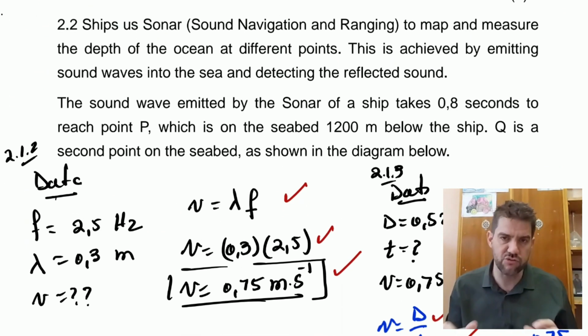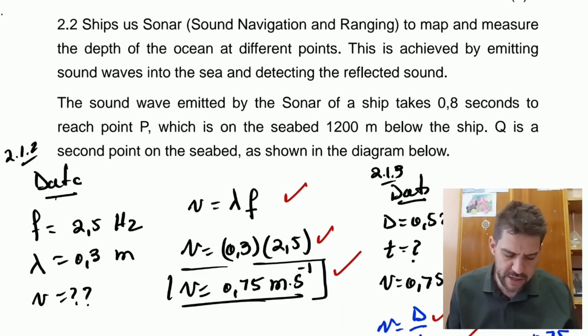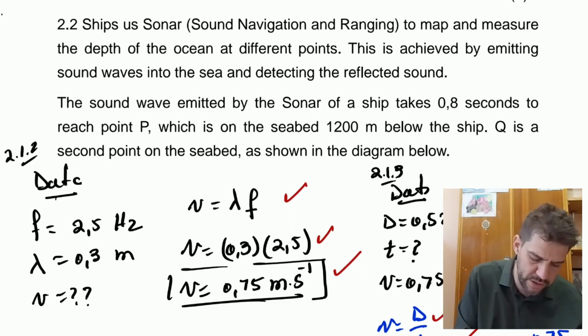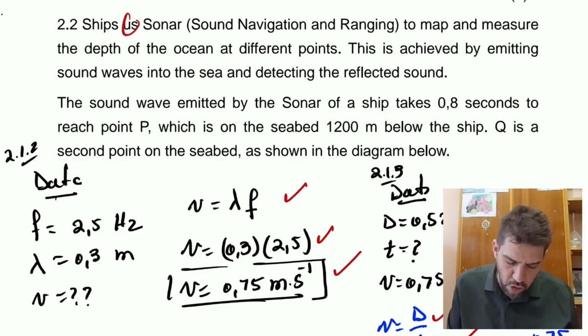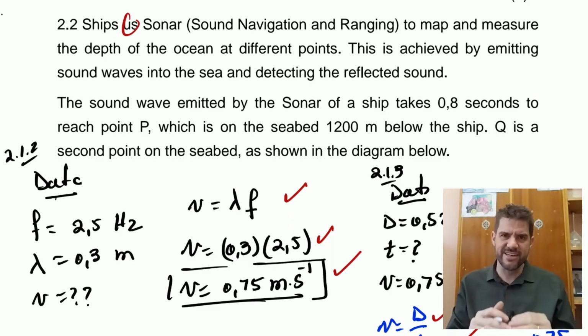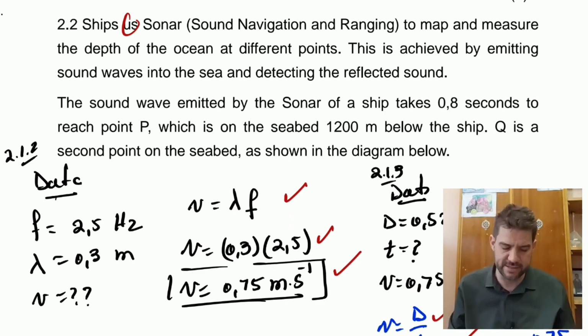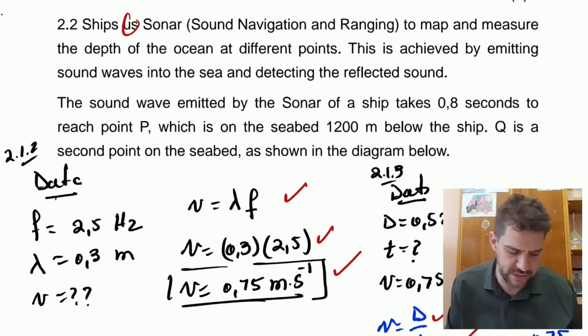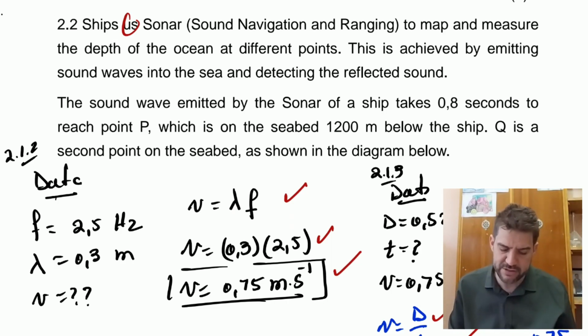Question 2.2 says, and now this one has to do with sound. Ships use sonar to map and measure the depth of the ocean at different points. This is achieved by emitting sound waves into the sea and detecting the reflected sound. So how does it work? The ship sends a signal to the bottom of the sea. That signal bounces, which is reflected, goes back, and the ship detects that reflected sound. That is how it works. The principle of this machine. The sound wave emitted by sonar on the ship takes 0.8 seconds to reach point P.